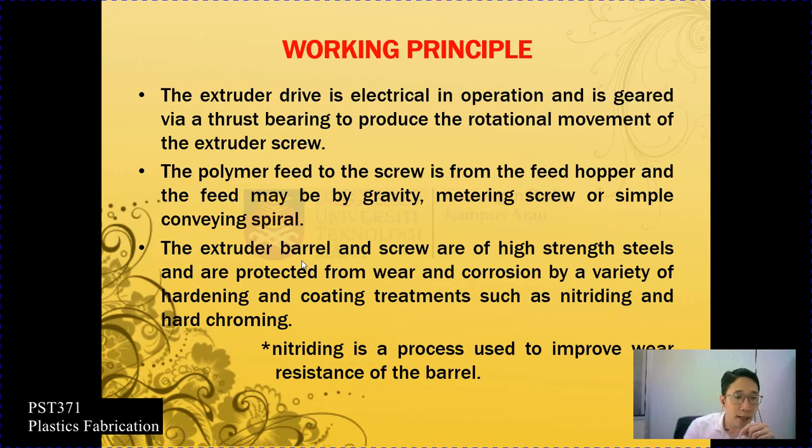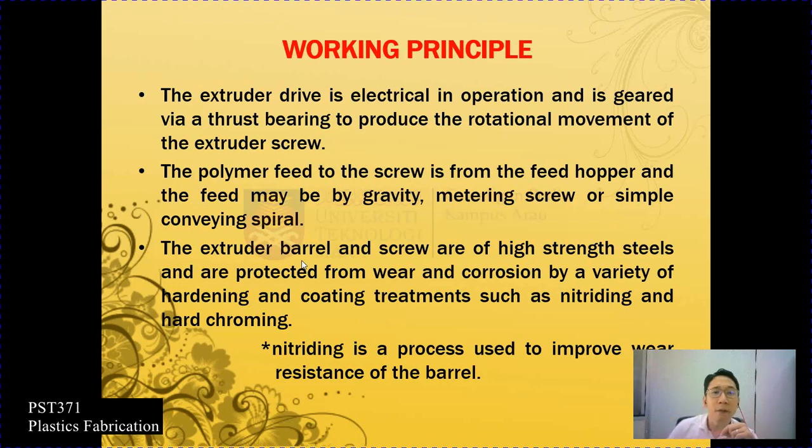It is slightly different from injection molding. Injection molding allows the material to be forced by the movement of the screw. If we look at injection molding, the screw can move. The screw can move backwards. During the rotating, it will move backwards. It will fill the chamber with the molten polymer and then apply the force.